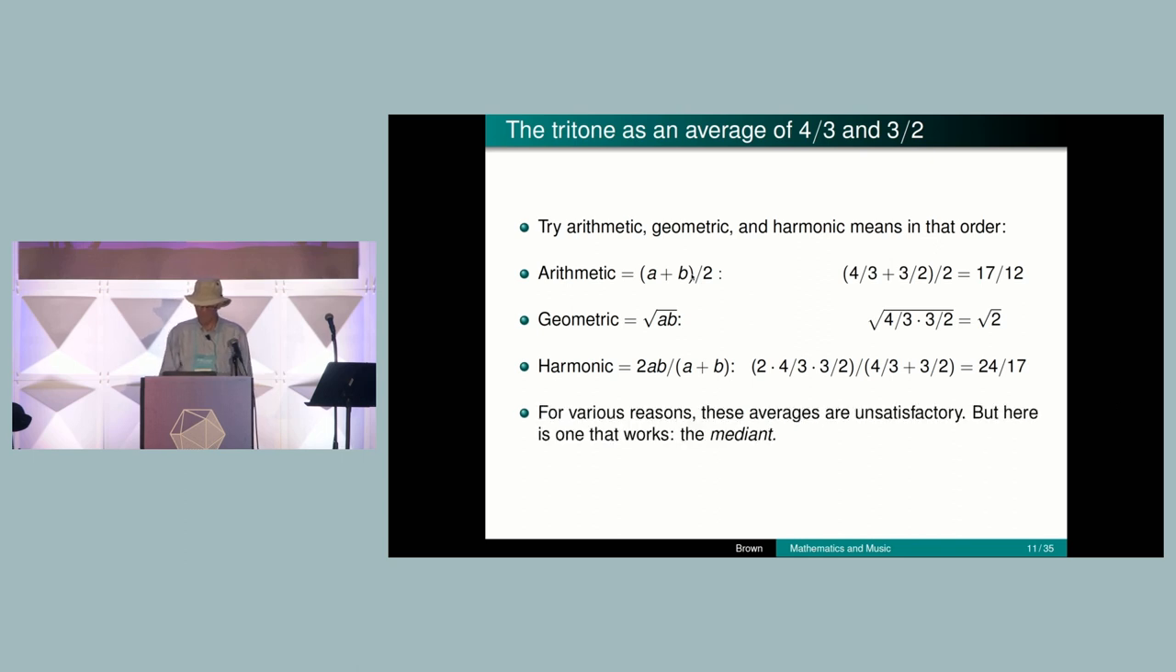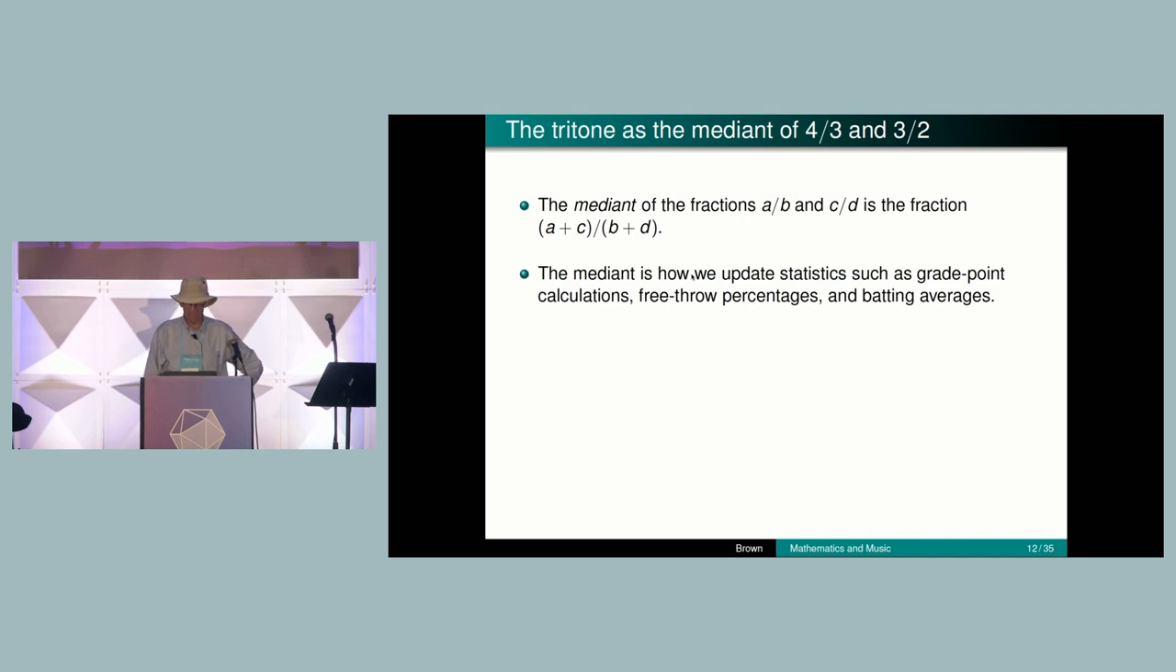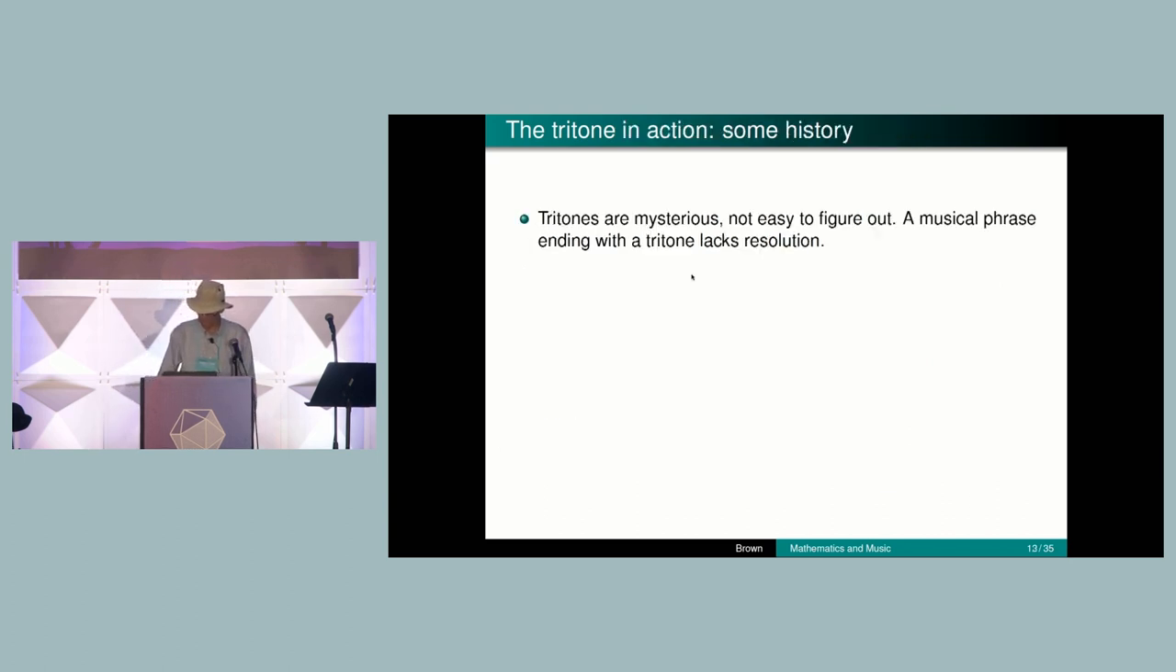And for a variety of reasons, these aren't really very satisfactory. The numerators and denominators are too big. But there is one that works, and that's the median. The median is what you do when you're calculating grade point averages and batting averages and how you update such things. So if we do that, the sum of the fractions is the sum of the numerators divided by the sum of the denominators, and we get 7/5. That's lovely. As a matter of fact, 7/5 is one of the values for the tritone in a tuning system called mean tone temperament.